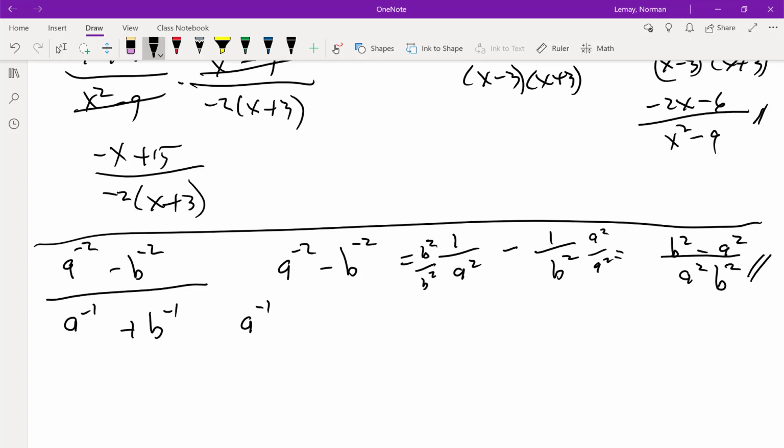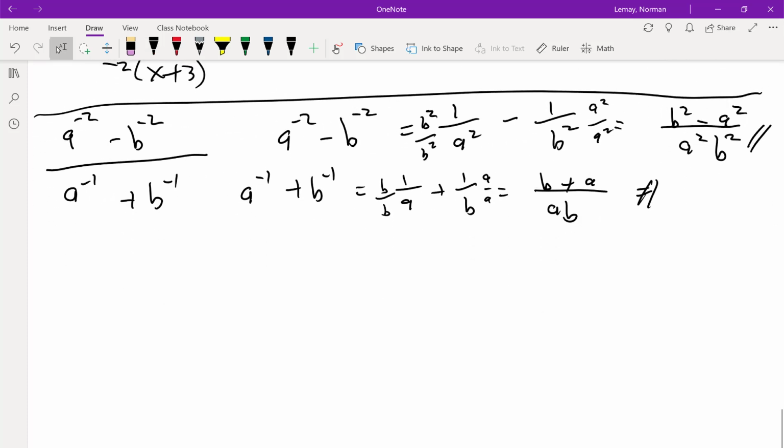And notice that a to the minus 1 plus b to the minus 1. Again, we can rewrite this as 1 over a plus 1 over b. All right. So again, our common denominator, just like up above, instead of having a squared and b squared, we get ab. So notice here, we're missing the b, so we multiply top and bottom by b. And notice here, we're missing an a, so we can multiply top and bottom by a. All right, so notice that that's what this simplifies to. So now, we're just about done.